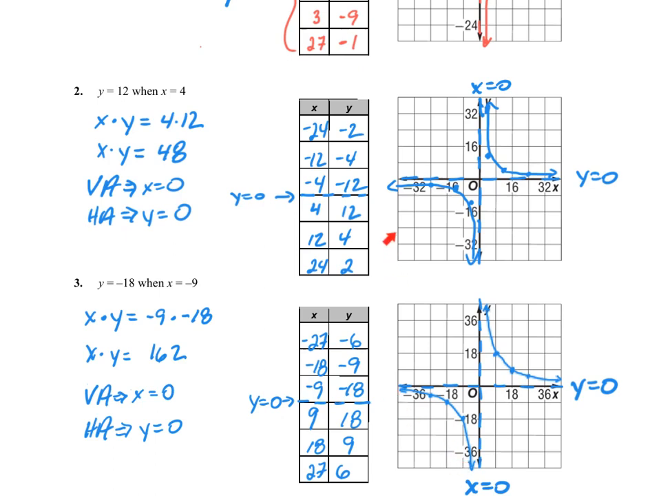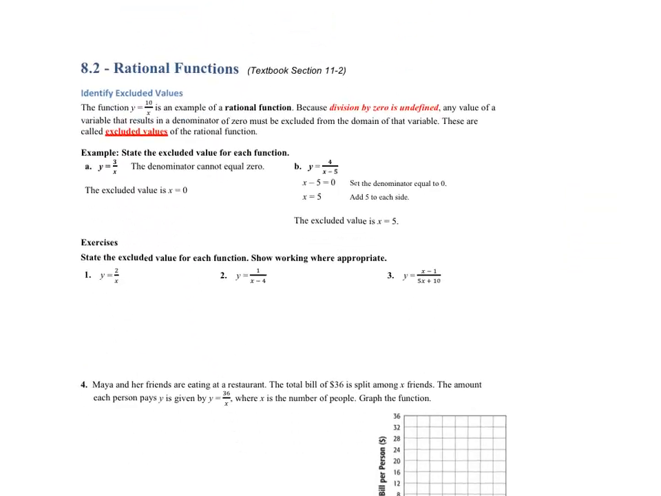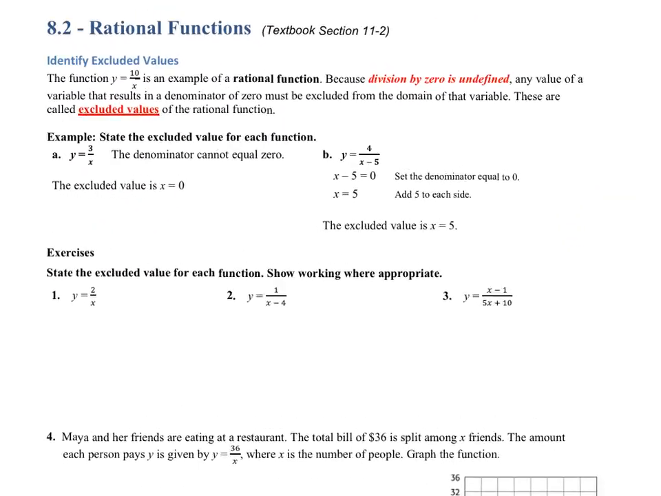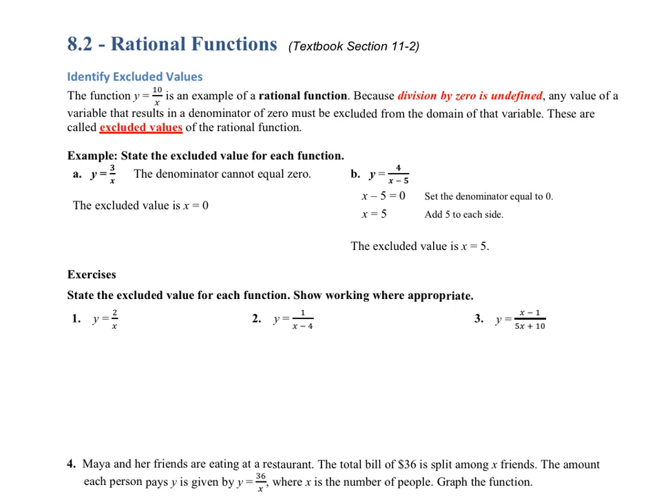Let's move on to rational functions and excluded values. Shouldn't take too long. All right, so y is equal to 10 over x. So what is a rational function? It's when y is isolated and you see your independent variable x in the denominator in some form.